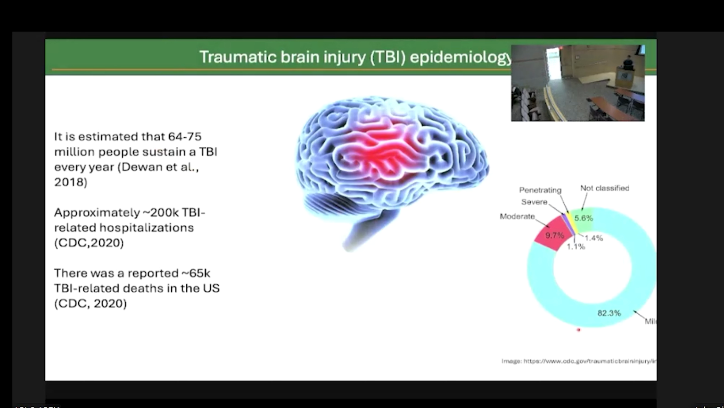So if you look at this graph on the right, the majority of TBIs that are classified in the clinic fall into this mild category, about 82%. So this would be things such as concussions and lighter head injuries, sports-related accidents, and things of that nature. But about 10% of TBIs fall in this moderate category, and a lot of these are attributed to motor vehicle accidents as the major cause. So my talk will be really focused on this moderate category.